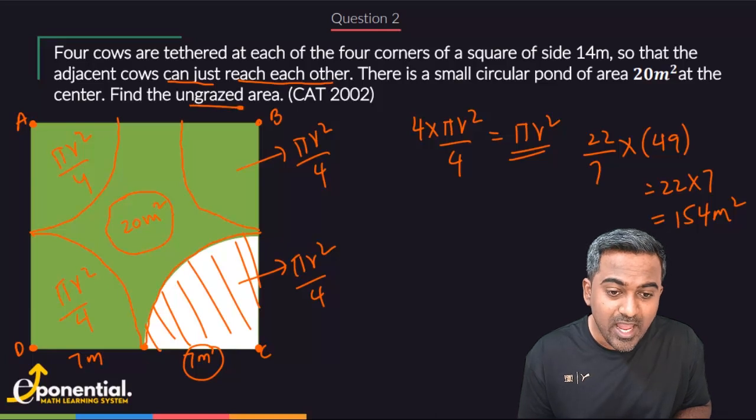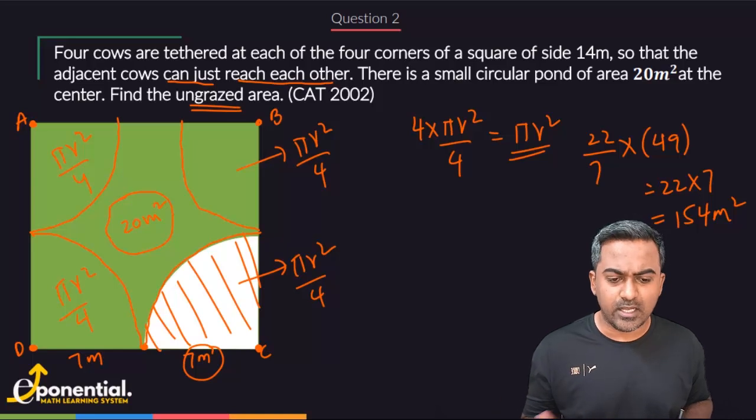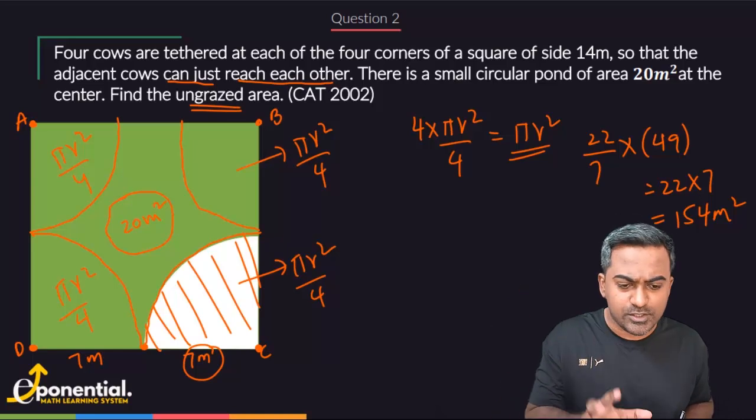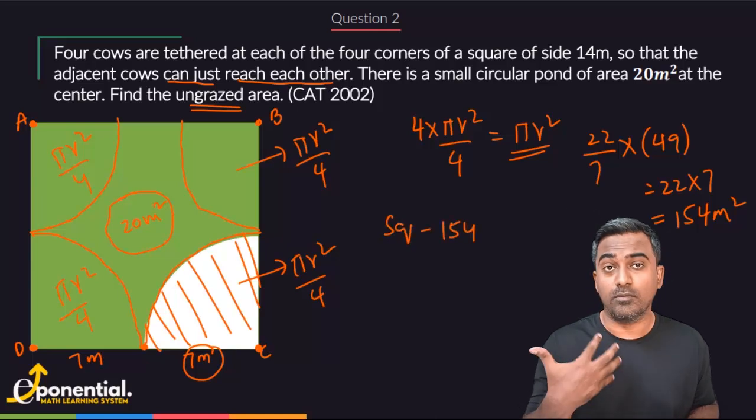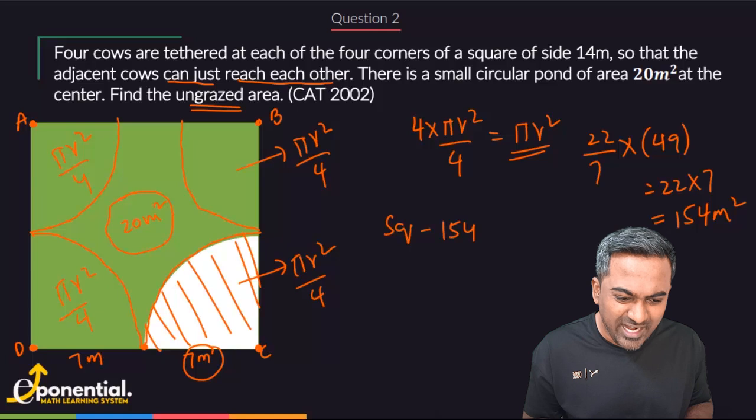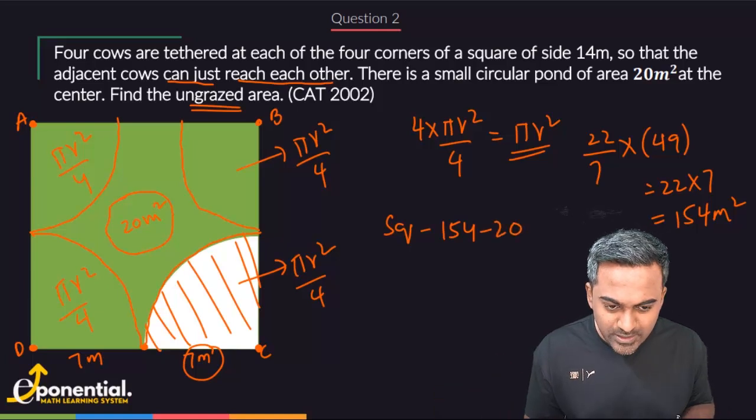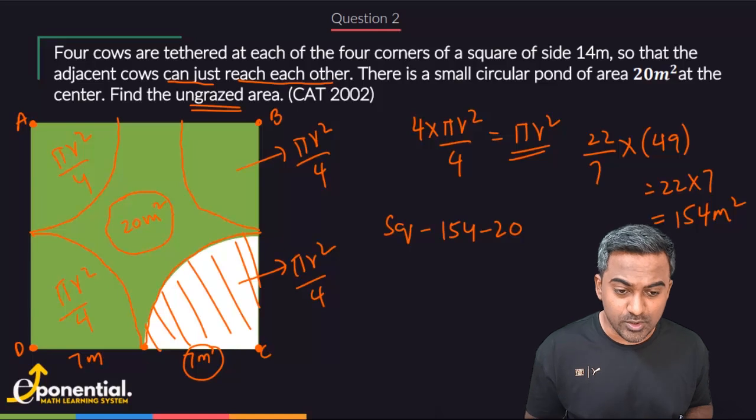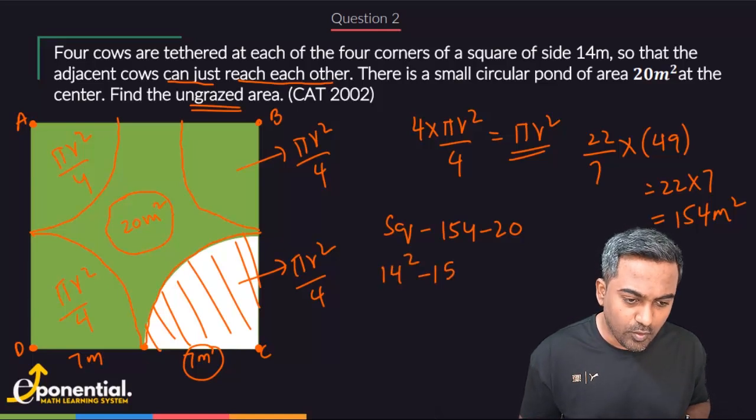We've got to find the ungrazed area. Remember, there's a circular pond as well, 20 meters squared. So how do you find the ungrazed area? So simple, right? From the total area of the square, what is the area of the square? From the area of the square, I've got to remove 154, the grass that the cows have eaten, and I also have to remove the 20, because the cows are not going to go anywhere near that. So what is the area of the square? Square of the side. So that happens to be 14 squared minus 154 minus 20.